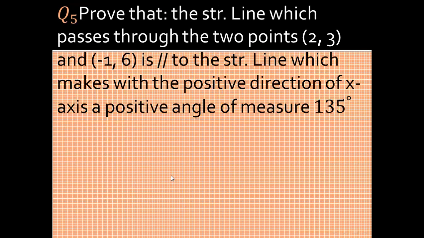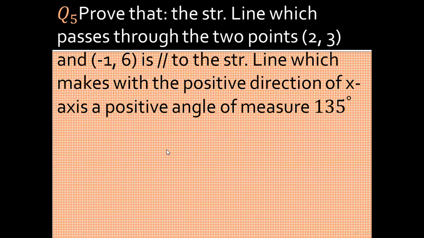Example: prove that the straight line which passes through the two points (2, 3) and (-1, 6) is parallel to the straight line which makes an angle of 135 degrees with the positive direction of the x-axis. All you have to do is prove that the slope of the straight line is equivalent to the tangent of this angle.